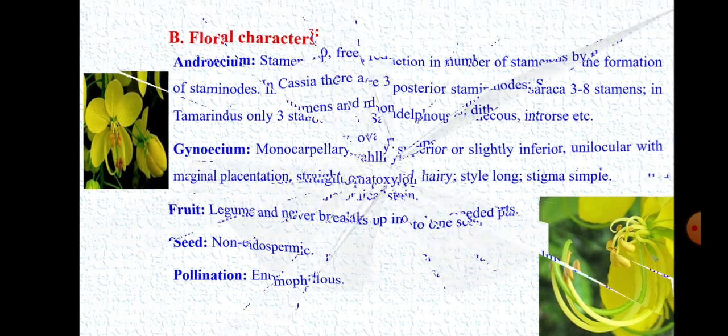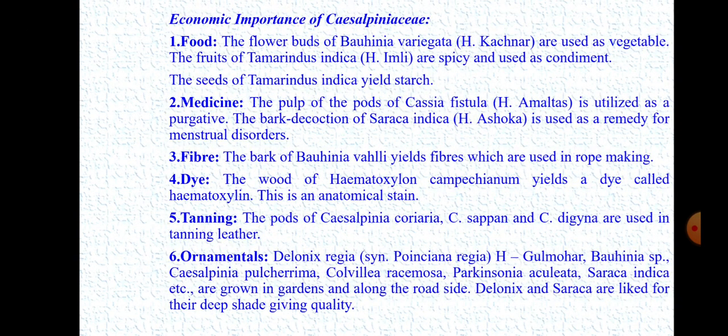Now let us see the next character, that is the economic importance of family Caesalpiniaceae. Economically, the members of this family are very important. They may be used as food, medicines, fibers, dye, tanning, and some of the plants are ornamentals. For food, the floral buds of Bauhinia variegata are used as a vegetable. The fruits of Tamarindus indica are spicy and used as a condiment. From the seeds of Tamarindus indica we obtain starch.